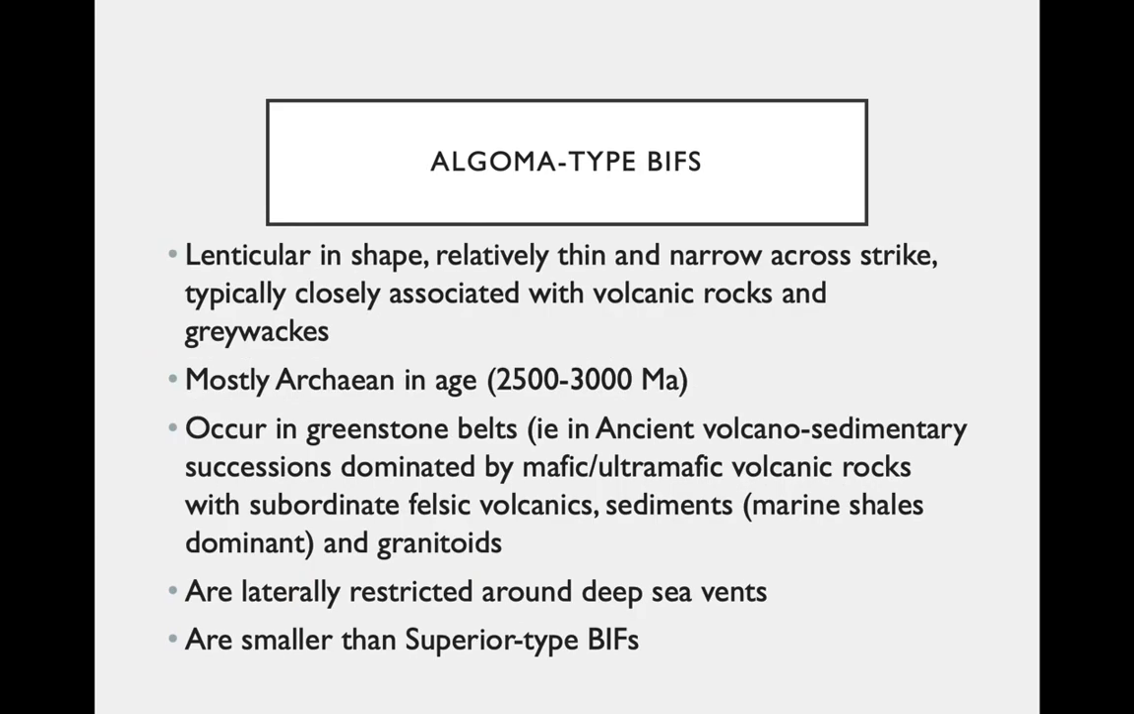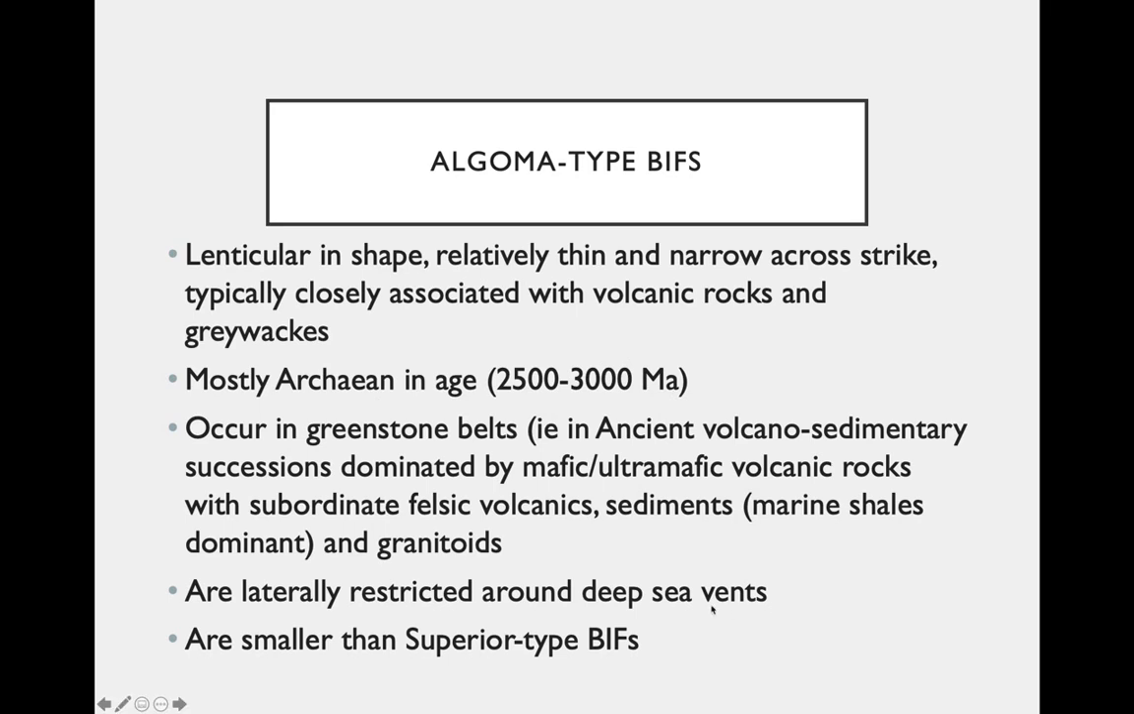of deposits. So the Algoma type banded iron formations, they're fairly small and narrow in strike, and they're closely associated with volcanic rocks and greywackes. So common in the greenstone belts of cratonic material. Many of them are very ancient. The oldest is one in Greenland. Some people think it is 3.5 billion years old.